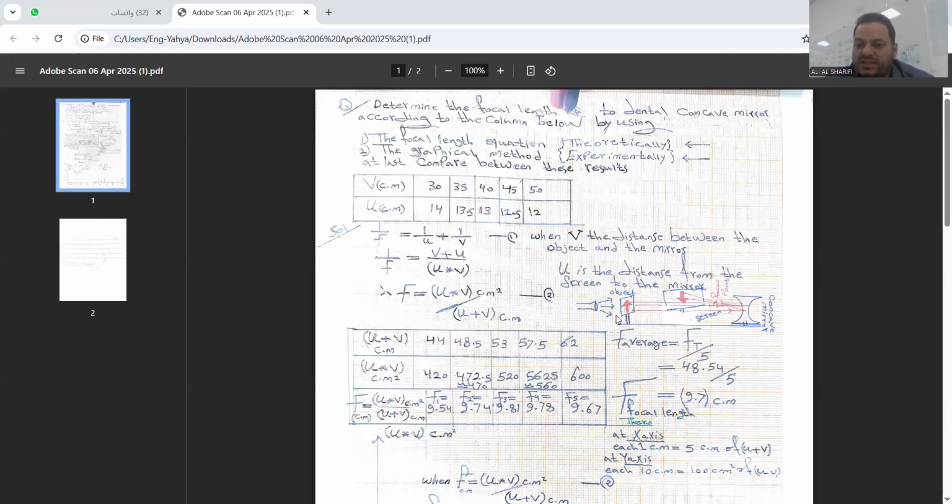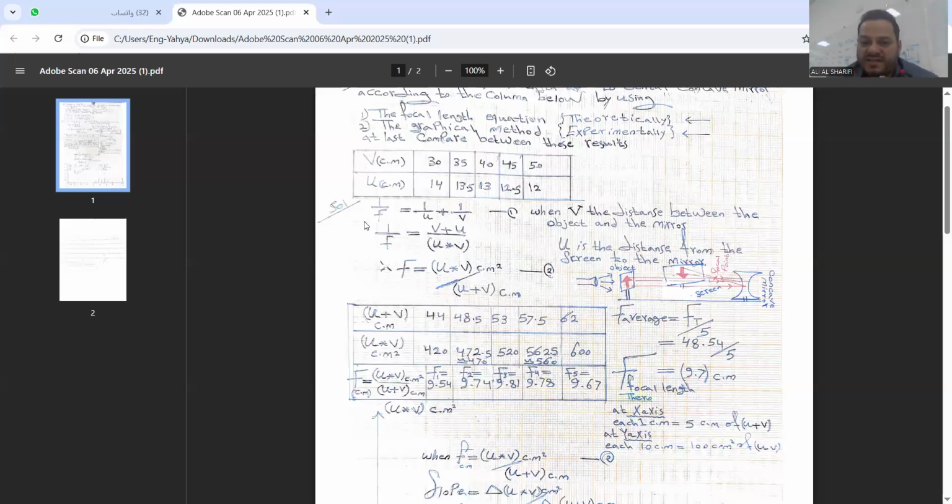The distance between object and the mirror, that means it's the V distance, okay? We will use the same equation, inverse. Focal length equals inverse U plus inverse V. And by using this simple math equation, by saying U plus V divided by UV, when inverse, the focal length F will be U multiplied by V divided by U plus V.